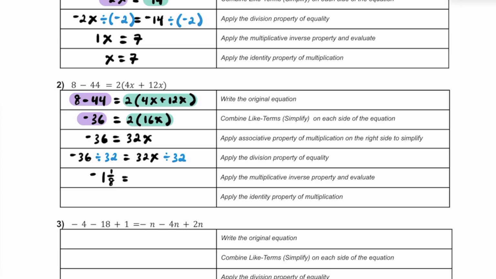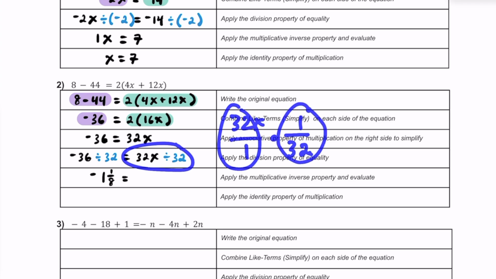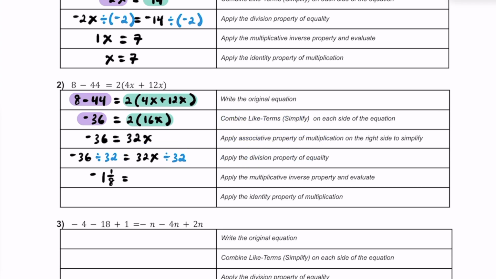That's going to be equal to, and on the other side, this 32x divided by 32, that's 32x over 1, and divided by 32 is the same thing as multiplying by 1 over 32, so you can see these are multiplicative inverses of each other, or reciprocals of each other, right? So if that's the case, the 32 over 1 times 1 over 32 just becomes 1x, and then using the identity property of multiplication, 1 times x is just going to be x, so we can say x is equal to negative 1 and 1/8.